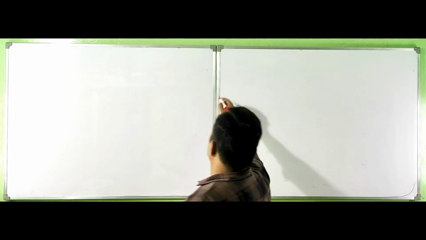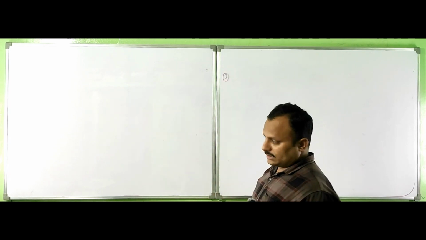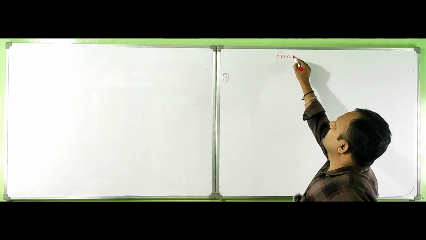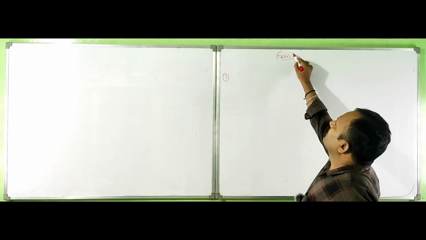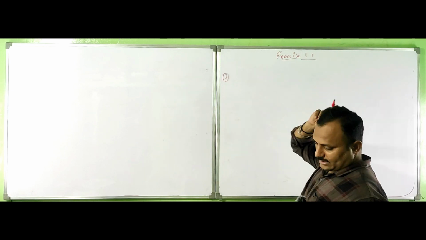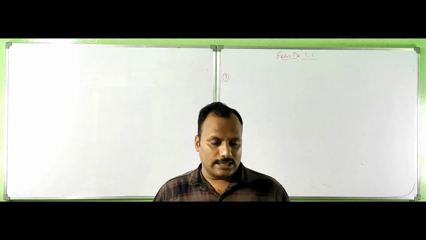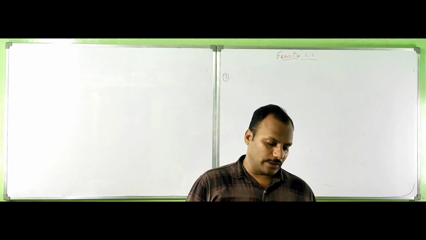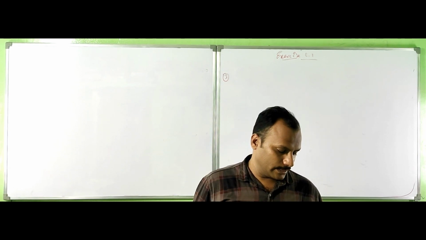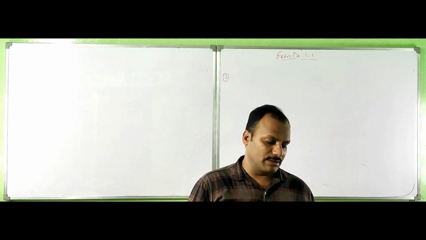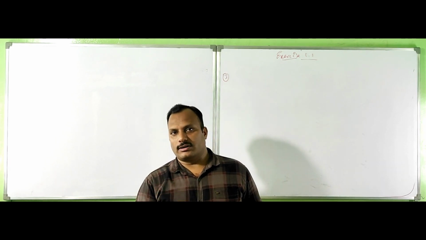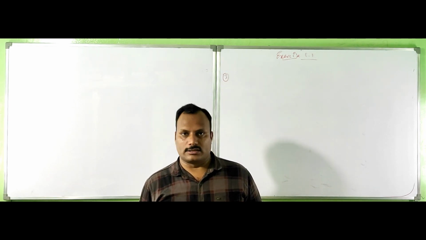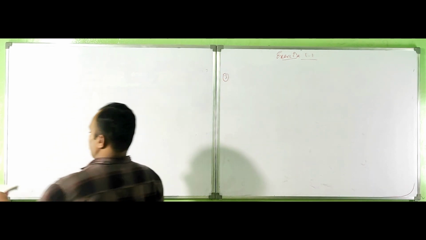Question number 3 of exercise 1.1. An army contingent of 616 members is to march behind an army band of 32 members in a parade. The two groups are to march in the same number of columns. What is the maximum number of columns in which they can march? Okay, there are the army for the parade.